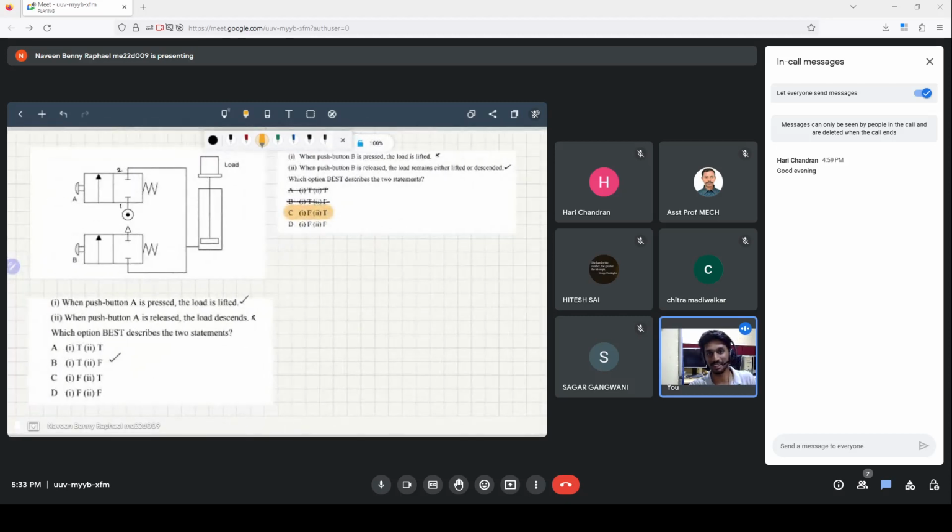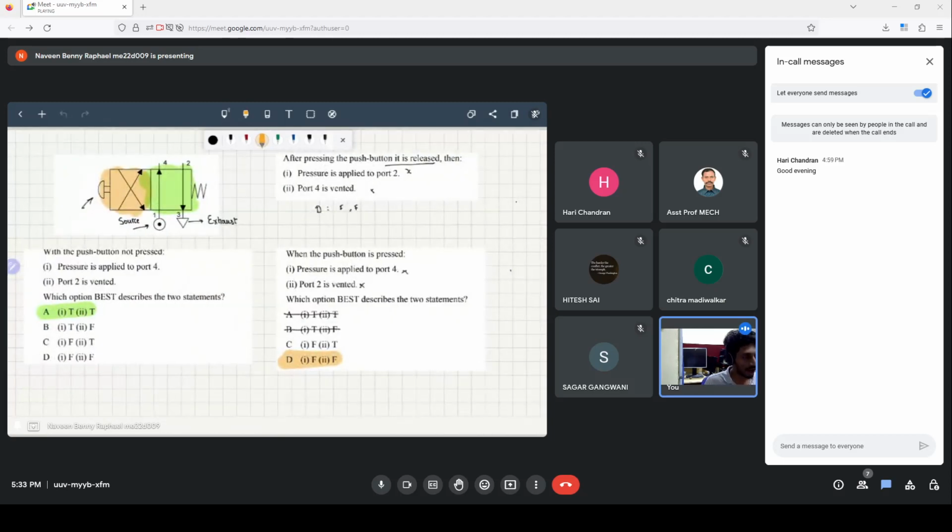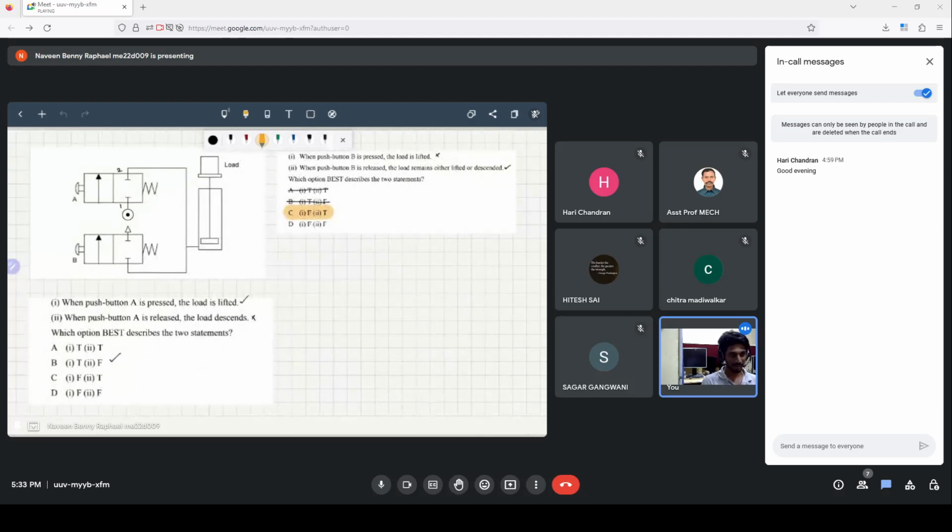Give me a second. Let me check if there's one more question. Okay, so I hope that this part made sense. The next question, I'm giving a small warning. It's slightly bigger.